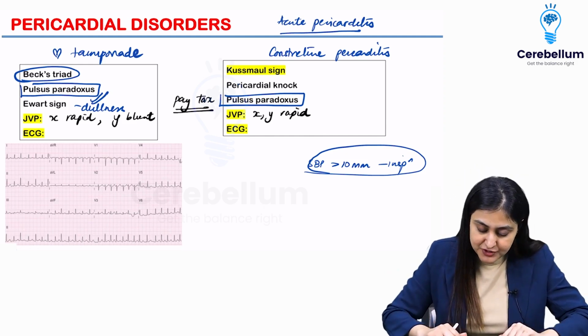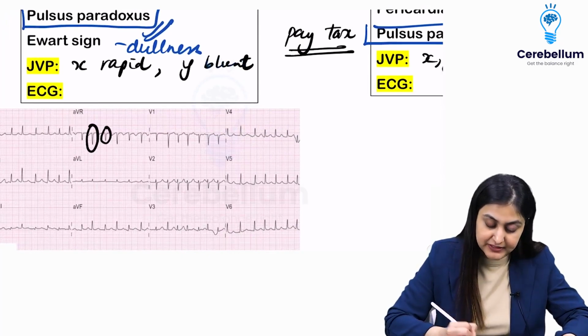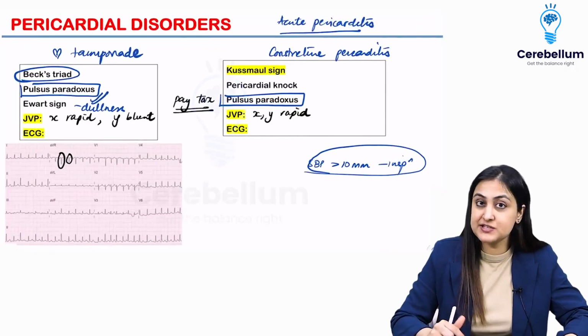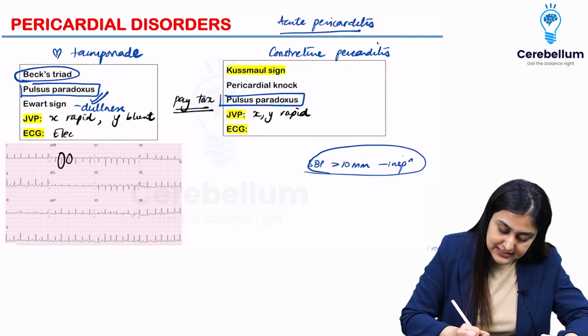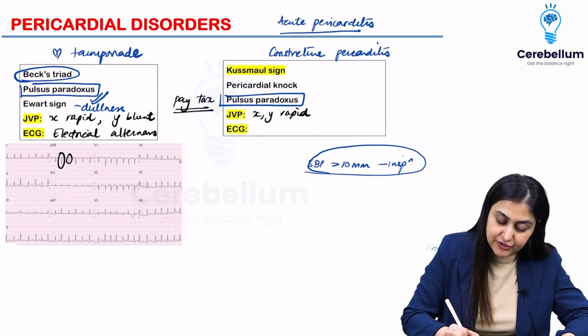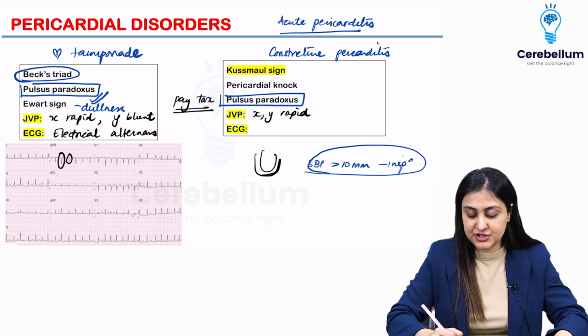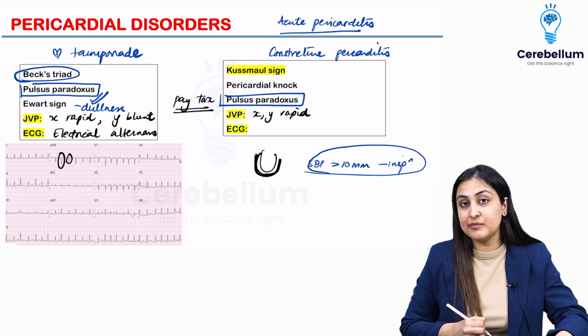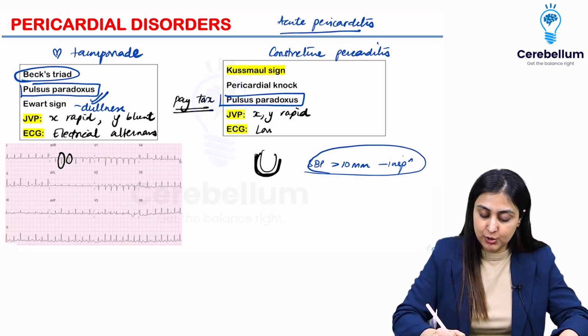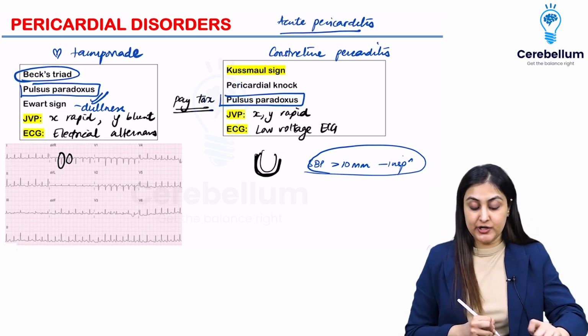ECG in tamponade is going to show you something like this. Look at this: one wave is bigger, one is smaller. This reminds us of pulsus alternans. This is electrical alternans. Electrical alternans is a feature of tamponade, whereas in constrictive pericarditis, you have this thick shell of pericardium around the heart, which will cause a low voltage ECG. Okay, so this is what you want to remember.